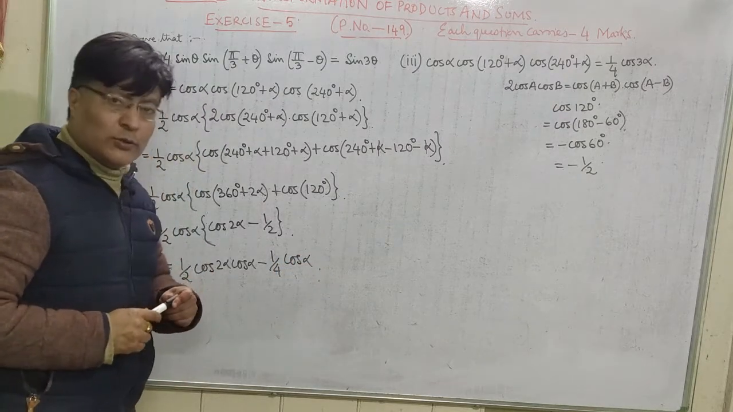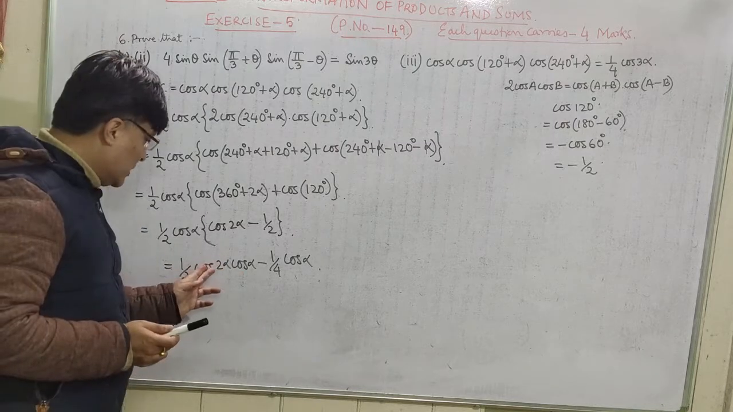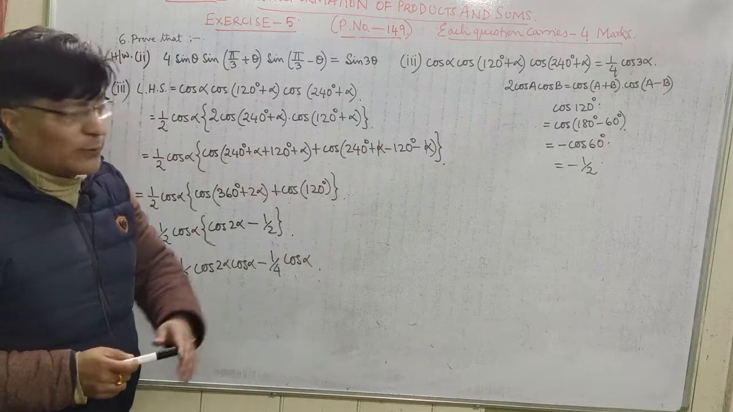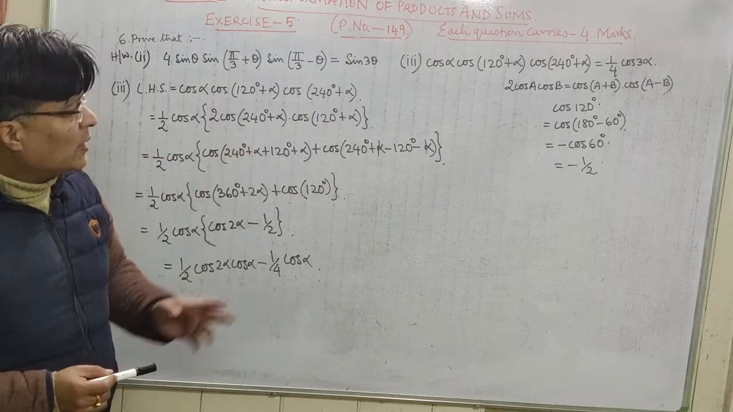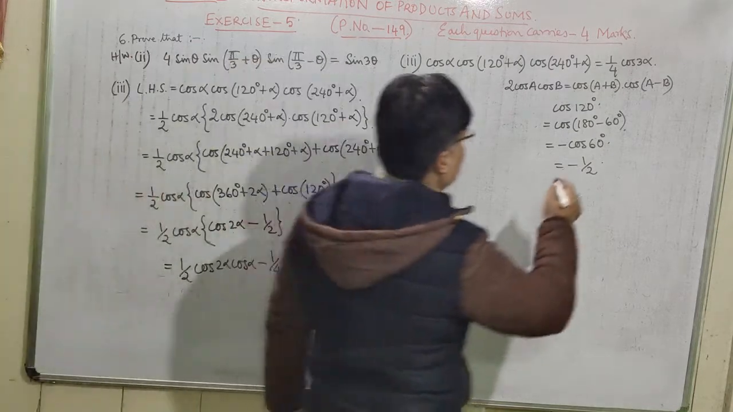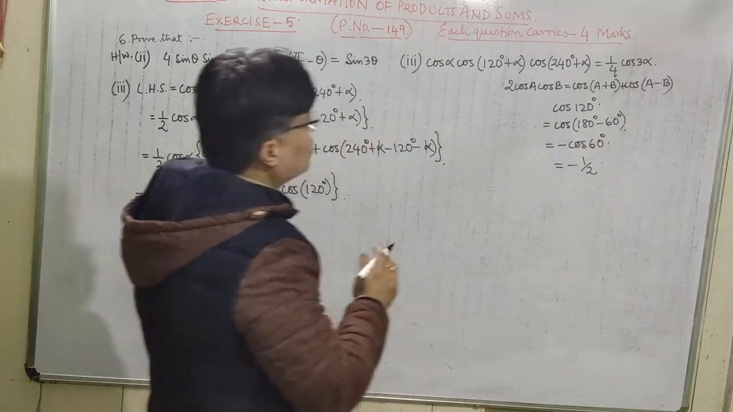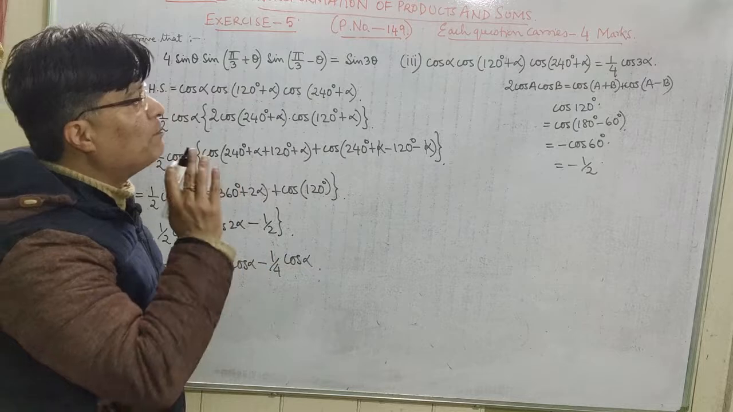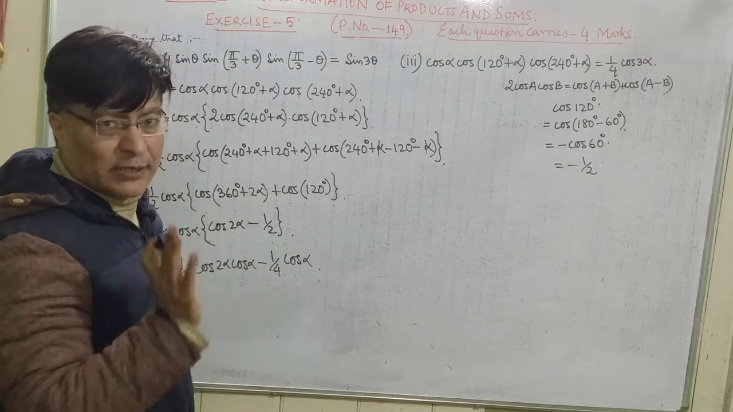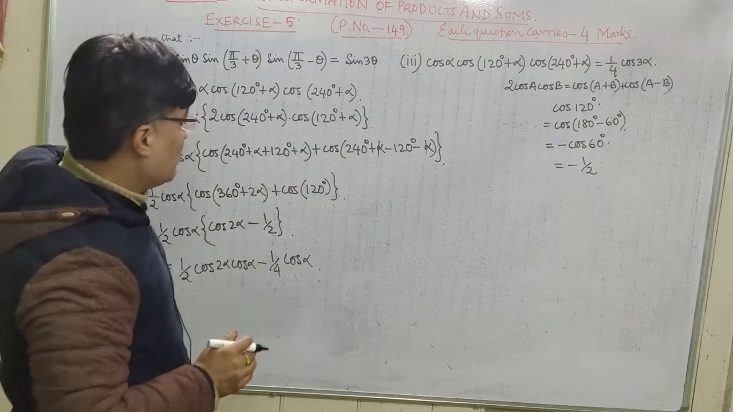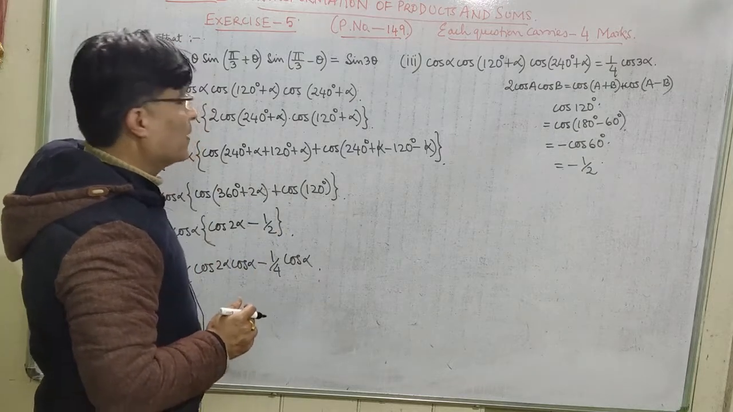So next, what will you do in the next step? So again, this is cos A cos B. We can use the same formula, 2 cos A cos B is equal to cos of A plus B plus cos of A minus B. It should be plus in between these two cos. That is cos of A plus B plus cos of A minus B. Okay.